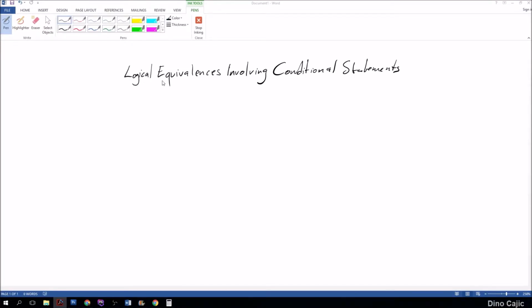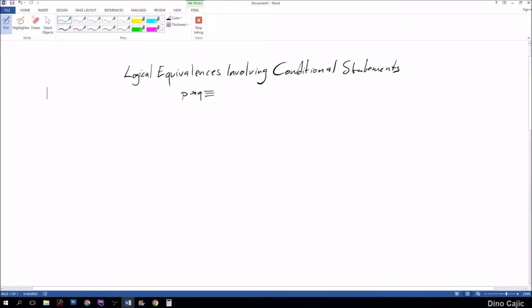In this tutorial, we'll go over logical equivalences involving conditional statements. What is a conditional statement? Remember, P implies Q. This implication means it's conditional. Let's actually start off with P implies Q. When you're doing proofs, you try to get rid of this implication with all your might.